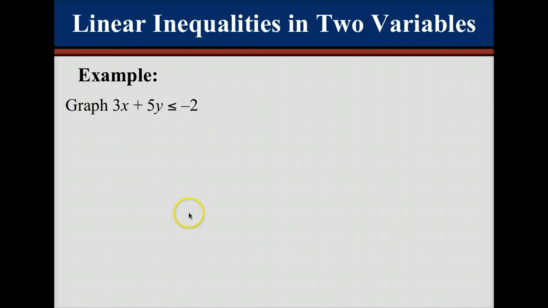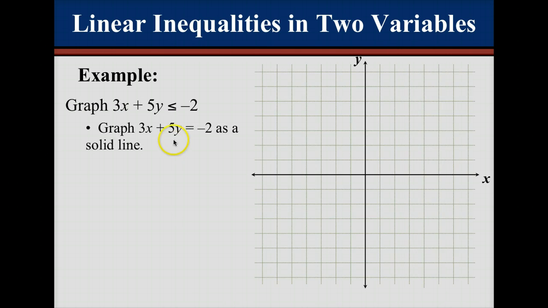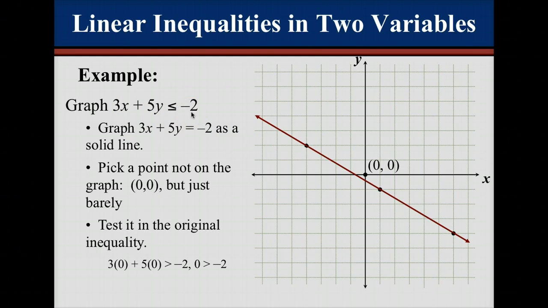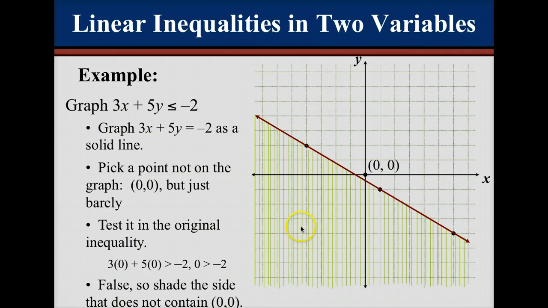Let's try another example. Again, do a table of values, and it's going to be a solid line this time because it's or equal to. Now let's pick point 0, 0 because it's not on the boundary. So is 0 less than or equal to negative 2? That's false. So we're not going to shade this area with 0, 0. We're going to shade the other area because 0, 0 makes it false. And any point we were to pick in here would make the statement true.